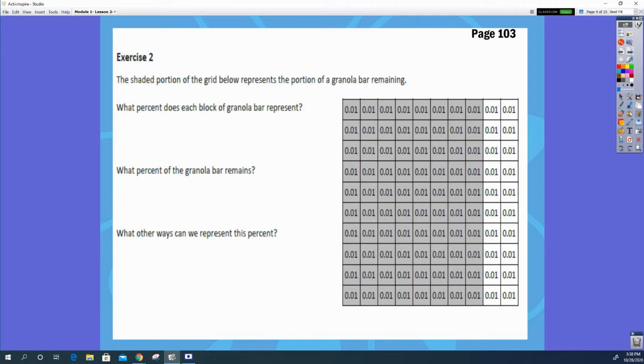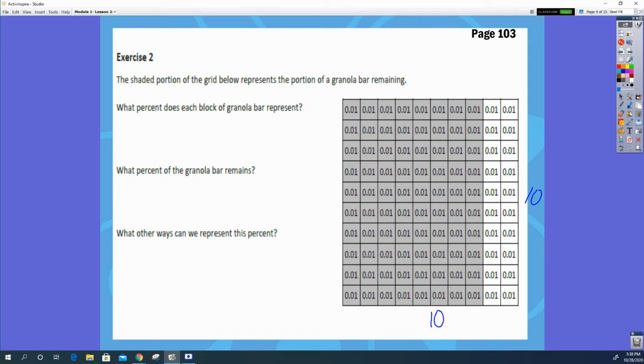So right now, again, I want to look at my grid and make sure we have a 100 grid. So I have 1, 2, 3, 4, 5, 6, 7, 8, 9, 10. 1, 2, 3, 4, 5, 6, 7, 8, 9, 10. So this is a 10 by 10 again, which gives me 100 units. Remember, percent is always out of 100.